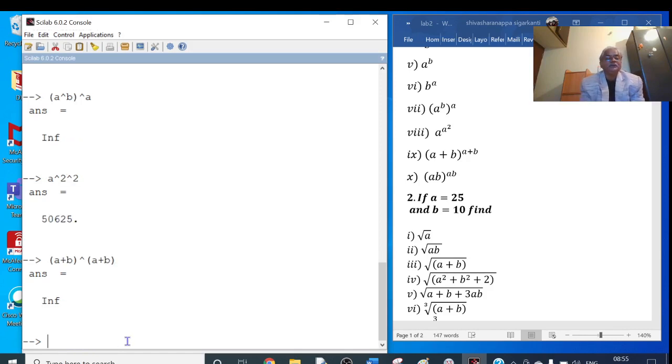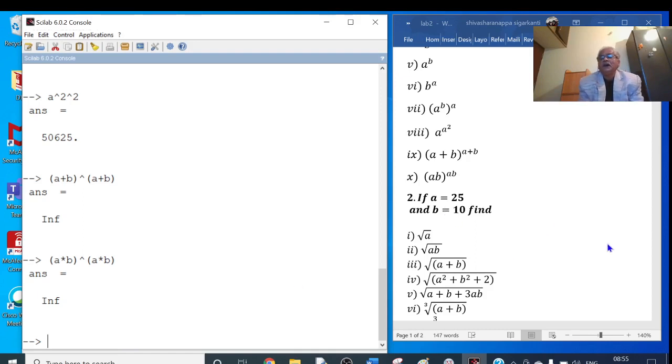Okay, press enter button. So here also I am getting infinity. Next one, ab to the power of ab. So here I have to write a star b to the power of a star b. Enter button. That also is infinity.